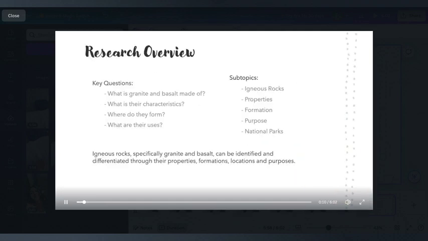The key questions I will be answering are: what is granite and basalt made of? What are each of their characteristics? How and where do they form? And what are they used for?